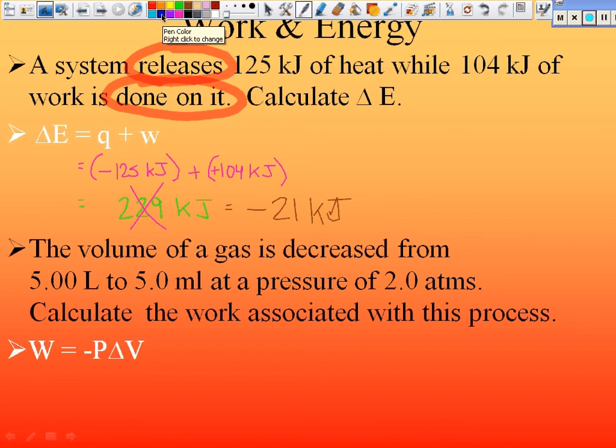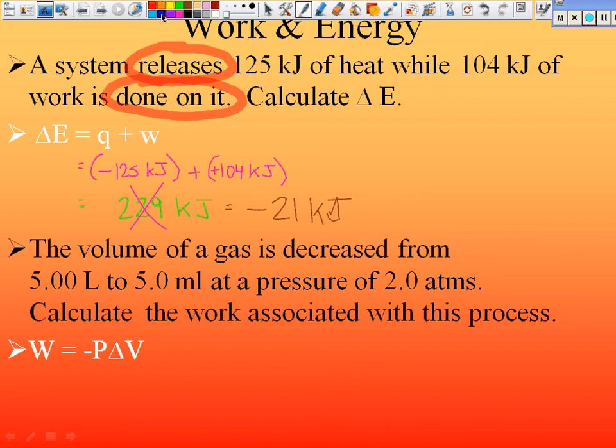Gas and energy R's. What's your gas R unit? Liter atm over mol K. What is your energy R unit? Come on, guys. Joules per mol K. So whenever we're working with gases, what are the two units we want to get them in? Liters and atmospheres. Liter atm. Okay. So we've got liters and milliliters. So which one do we want to convert?